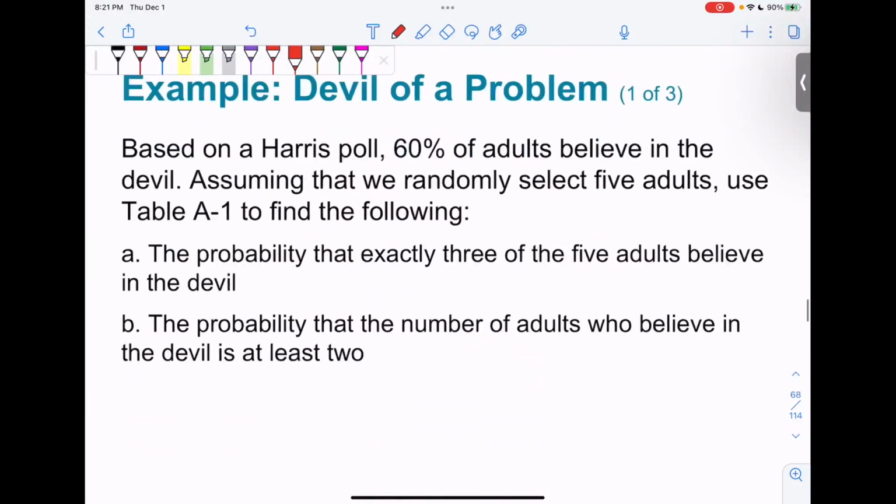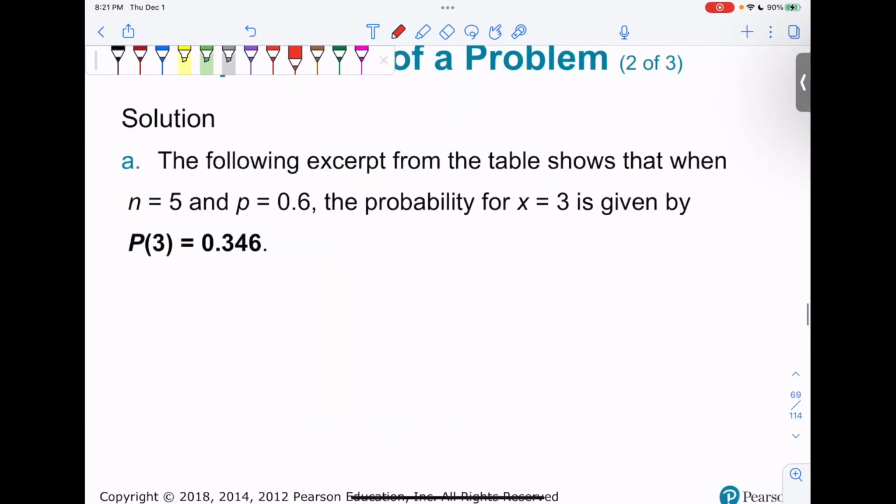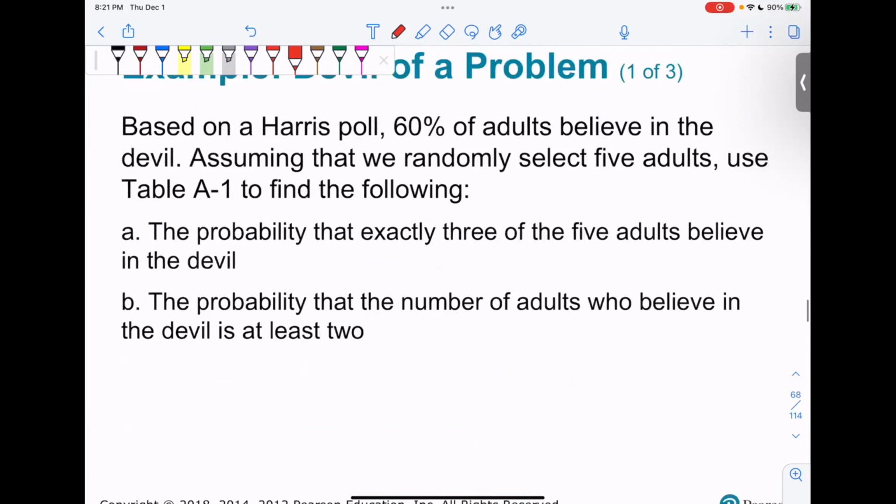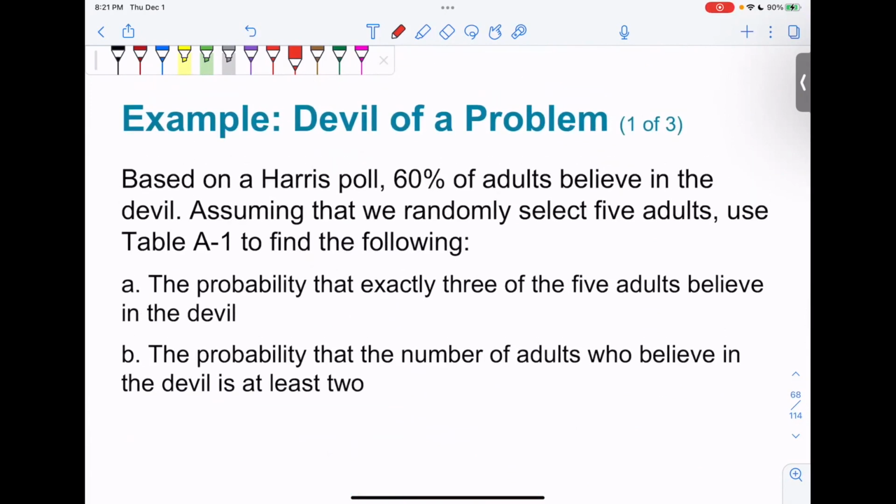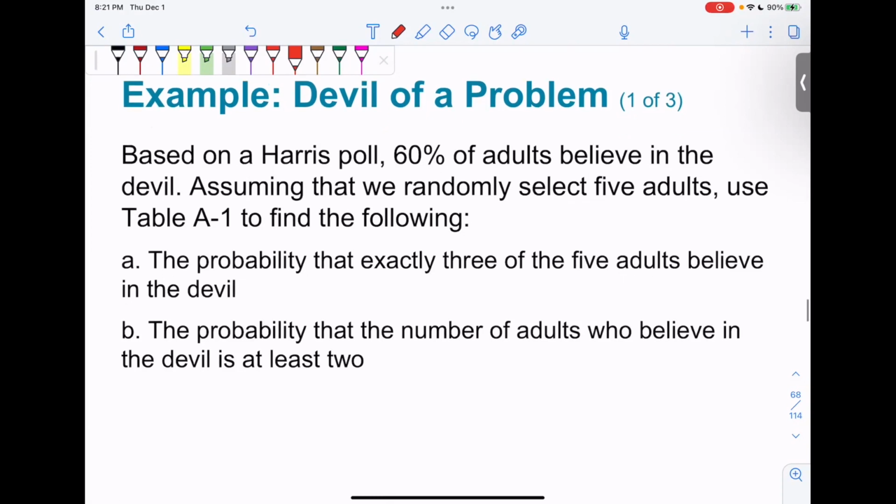This one. So the last one, how to use the table. Some of you know how to use technology. Maybe you don't need to use the table, but just to know.